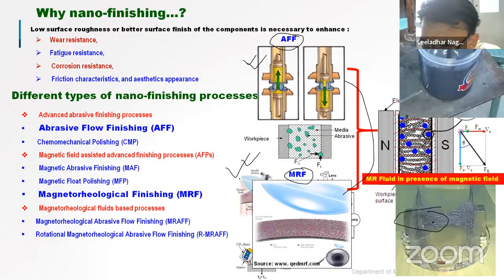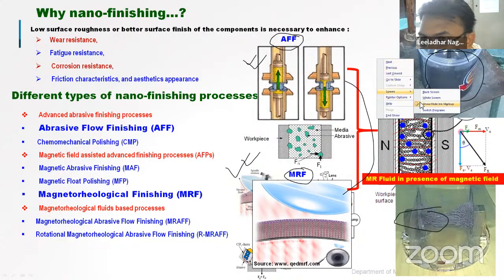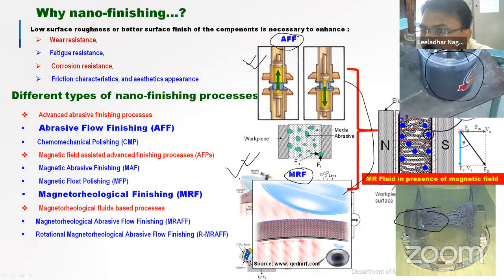The beauty of this process: you can see this is the fluid, the smart fluid. This is the smart MR fluid, magneto-rheological fluid. Anybody can make this kind of fluid. They should have the abrasive medium, iron particles, grease, and paraffin oil.